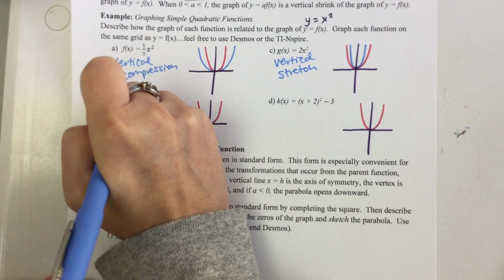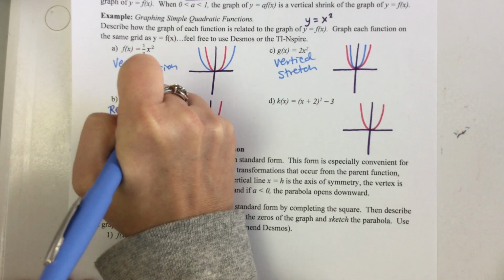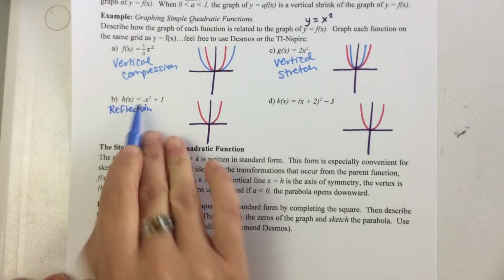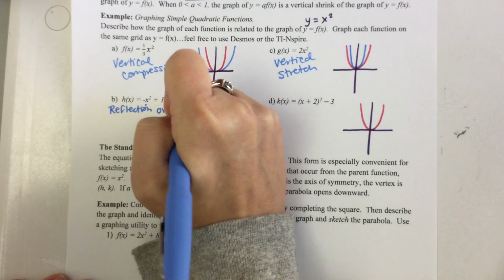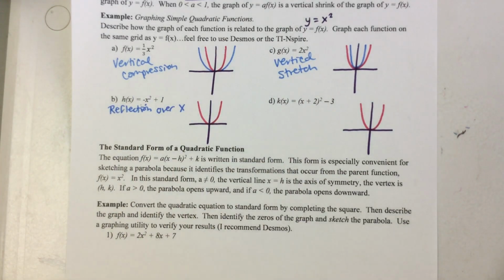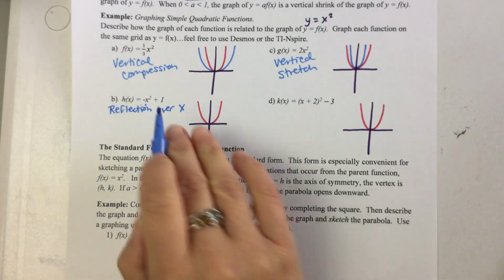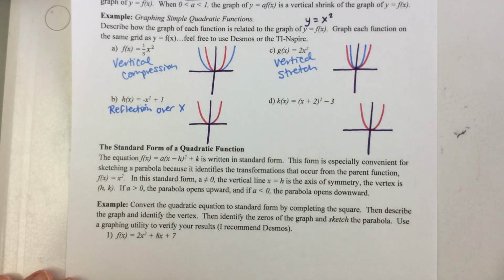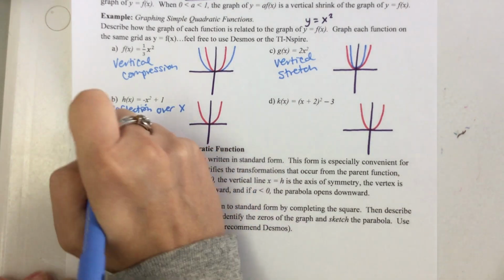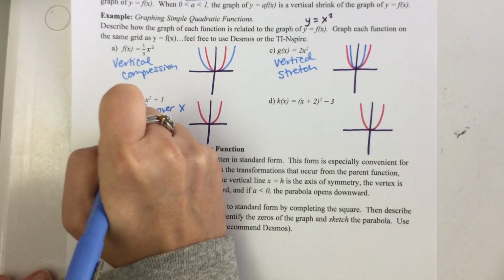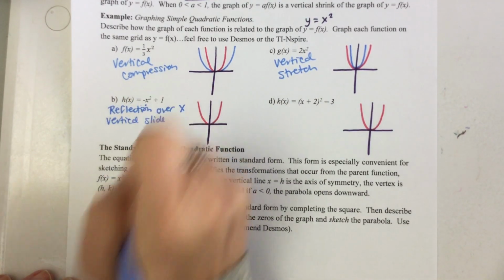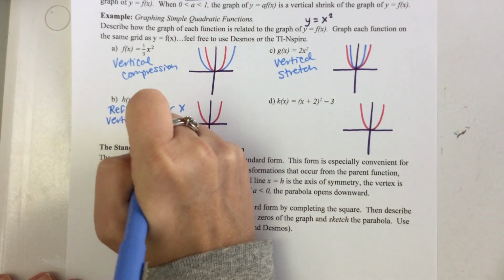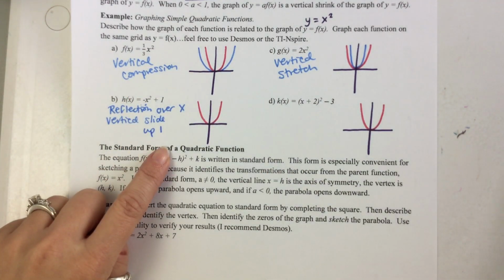Anytime it's a negative, remember that's a reflection. If your negative is out front, it is a reflection over the x. What that means is it's going to flip upside down. Then I have a plus 1. Anytime you're adding or subtracting, it's a slide. This is not in parentheses, so it's vertical. So it's a vertical slide, shift, translation. It's plus 1, so we're going up 1. So this thing should flip upside down and then slide up 1.